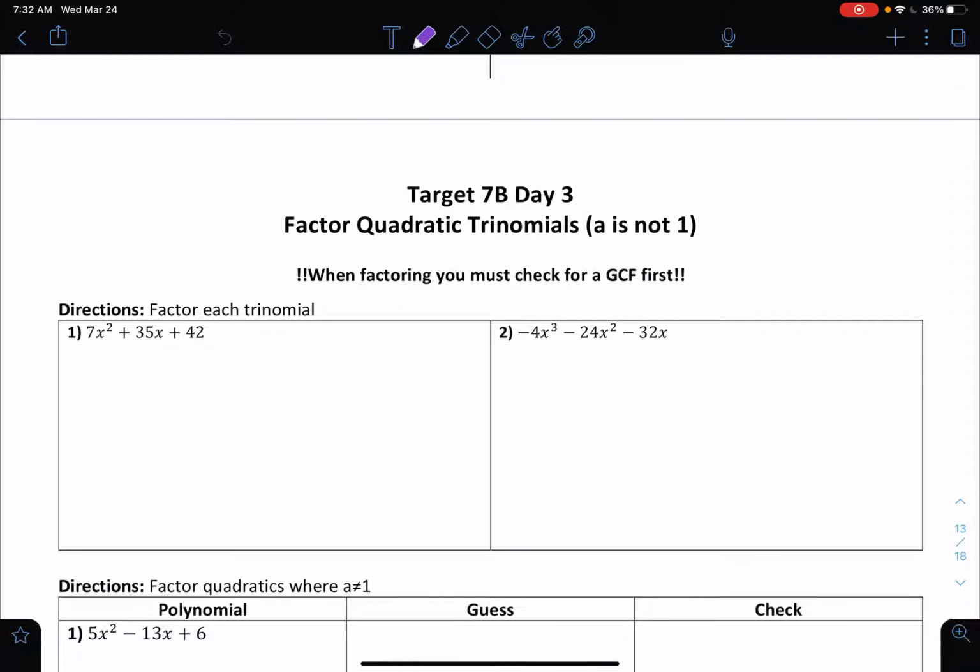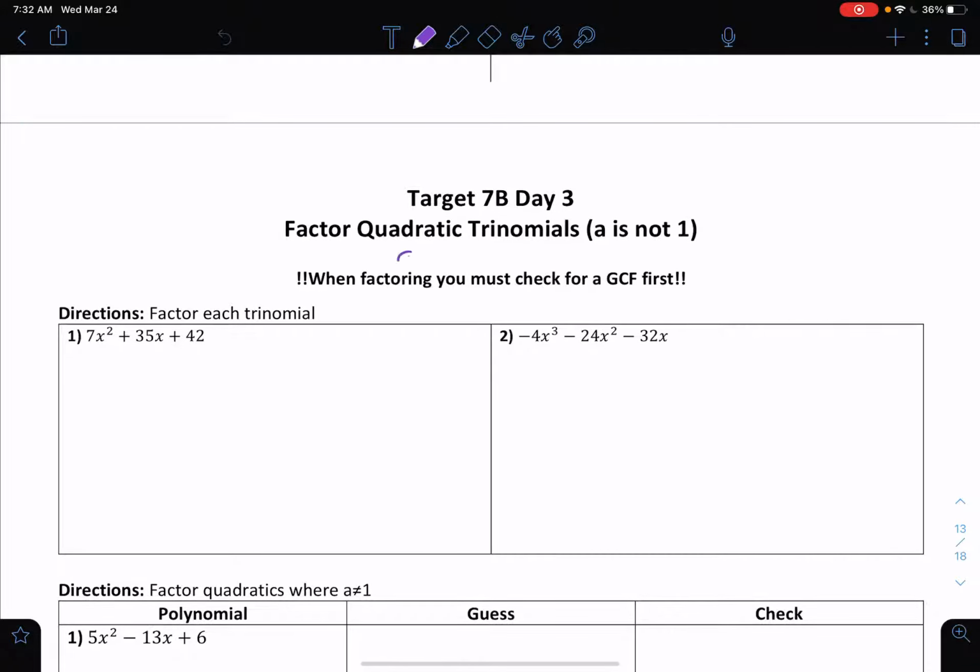So when we're factoring, no matter what, we have to first look for a greatest common factor. So here, the a value is 7, because remember a quadratic is ax squared plus bx plus c. So the a value is 7, which is not 1. So we can't just jump straight to what multiplies to give me 42 and adds to give me 35. It's going to be a little bit more that we've got to do.